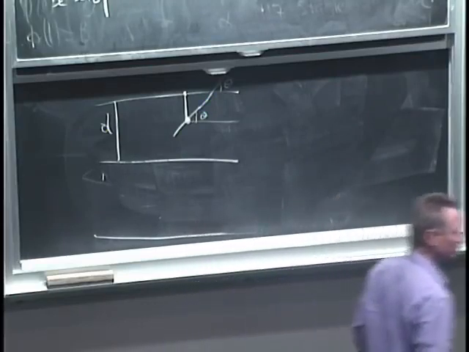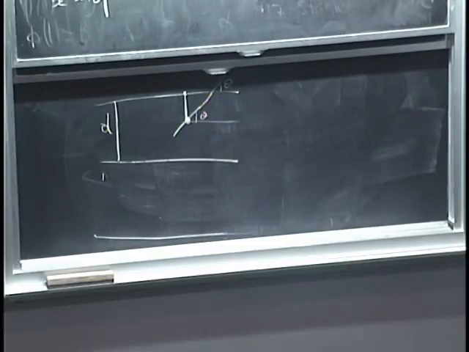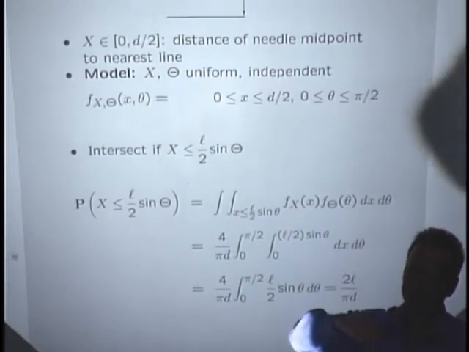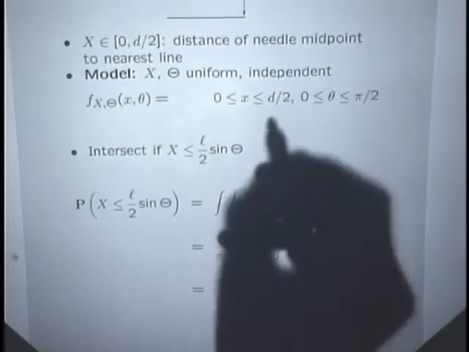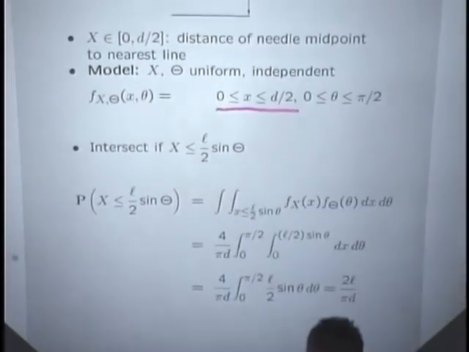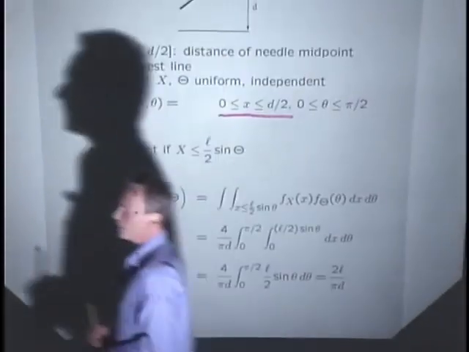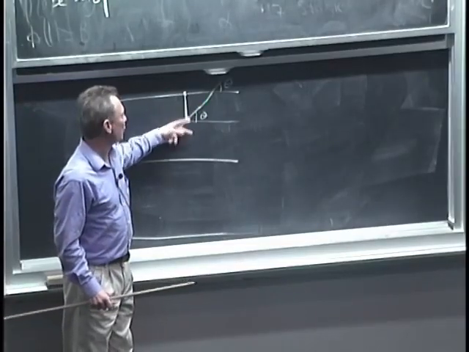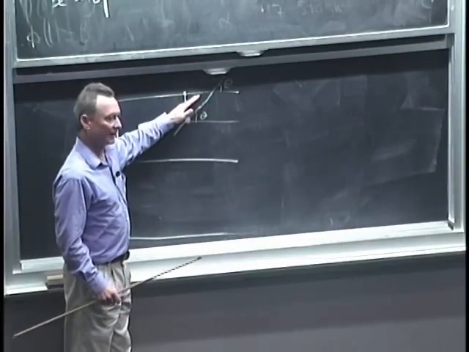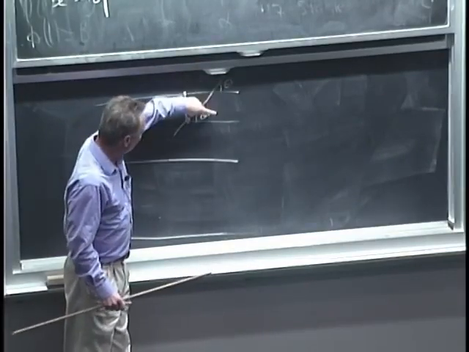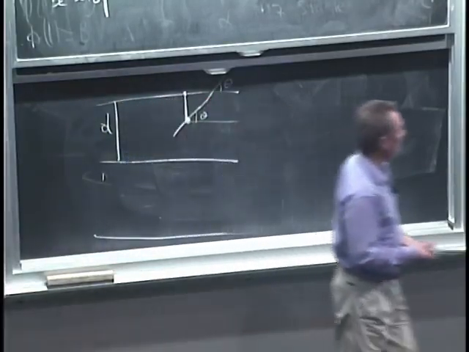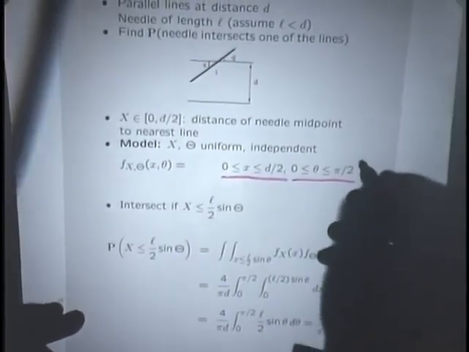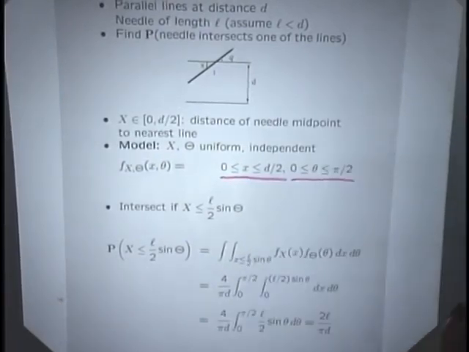And we can take our sample space to be the set of all possible x's and thetas. What are the possible x's? The lines are d apart, so the nearest line is going to be anywhere between 0 and d over 2 away. So that tells us what the possible x's will be. As for theta, it really depends how you define your angle. We're going to define our theta to be the acute angle that's formed between the needle and a line, if you were to extend it. So theta is going to be something between 0 and pi over 2. I guess these red pieces really correspond to the part of setting up the sample space. Okay, so that's part one.